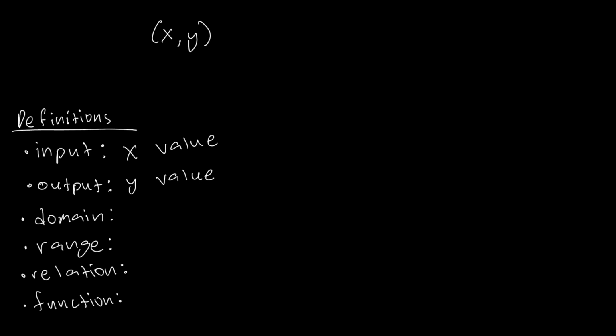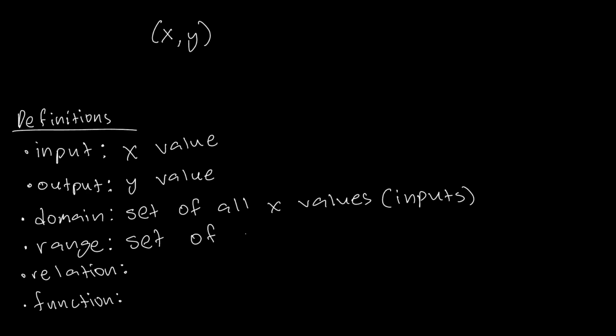And domain and range are essentially just sets of those. So we can say a domain is the set of all x values. And as we've already said, input is the same as the x value. So we can say for inputs, range corresponds with y. So we can say the range is the set of all y values or outputs.